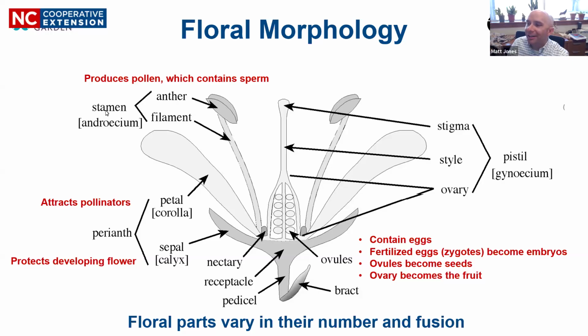But the androecium is composed of individual stamens. The stamens themselves consist of two parts, the anther and the filament. The anther is the structure that produces and releases pollen, and the filament attaches the anther to the rest of the flower.